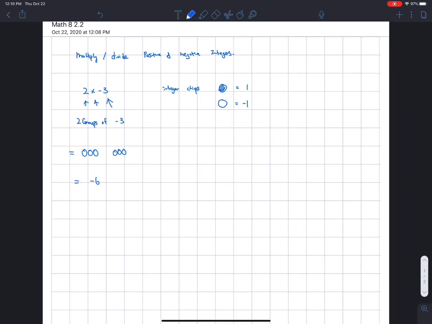So you see, 2 is positive when we have a positive number times a negative number. -3 is negative. We are going to end up with a negative answer. So that's the first rule. Positive times negative is negative. The same rule applies for division. Positive divided by negative is also going to be negative.